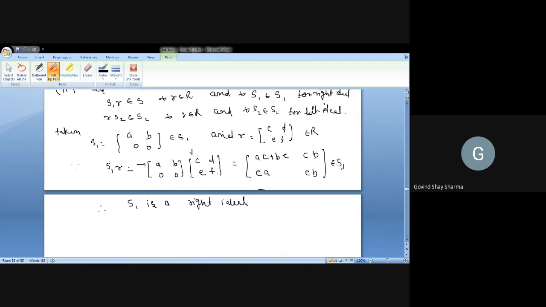This multiplied by this gives AC, BE, AB. This has become 0. This is 1. So we can write it directly as 0. This becomes AC plus BE, AB, 0. This belongs.